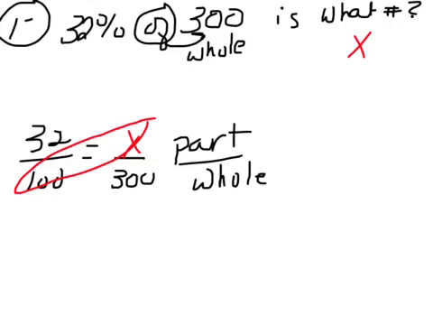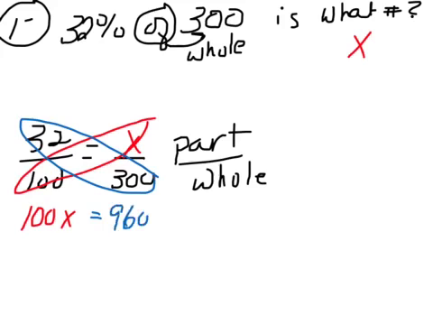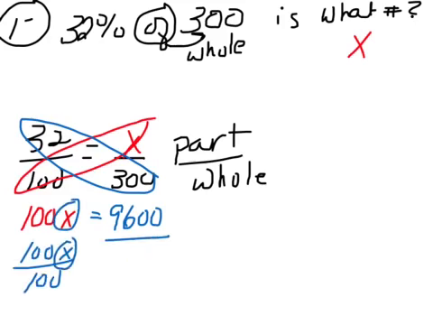So if I cross multiply, 100 times x is 100x. I'm going to set that equal to the other thing, cross multiplied. 32 times 300 is going to be, let's see, 96 with 2 zeros after it. If I want to solve for x, I could divide both sides by 100. And that's going to be what? 96. My answer is 96.